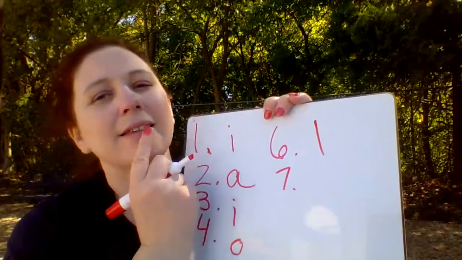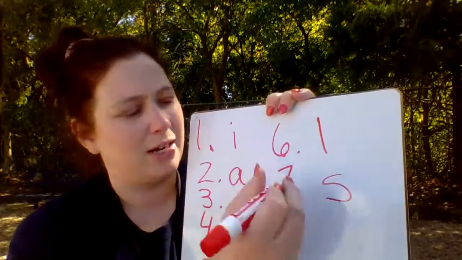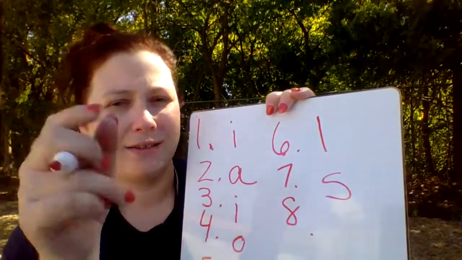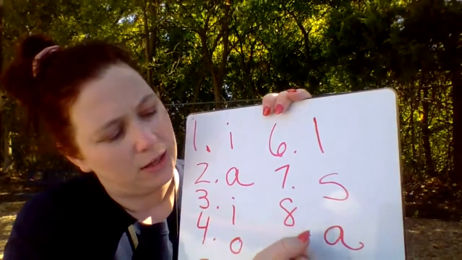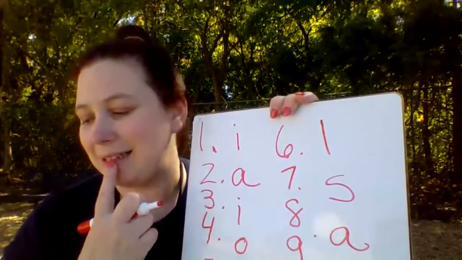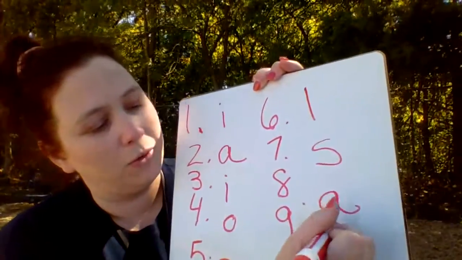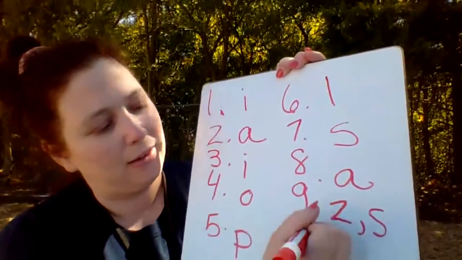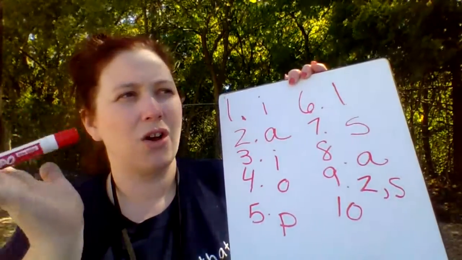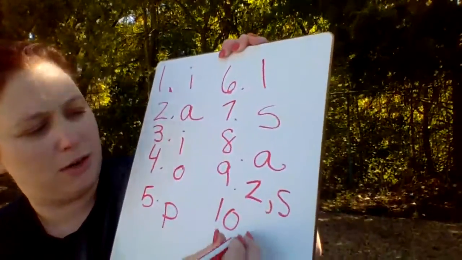Number 7, S, write it down. Number 8, A, and write it down. Number 9, Z. We've learned that we make Z with 2 different letters, so Z, comma, S. And number 10, O, write it down. Goodness, Miss White's got to write it down.